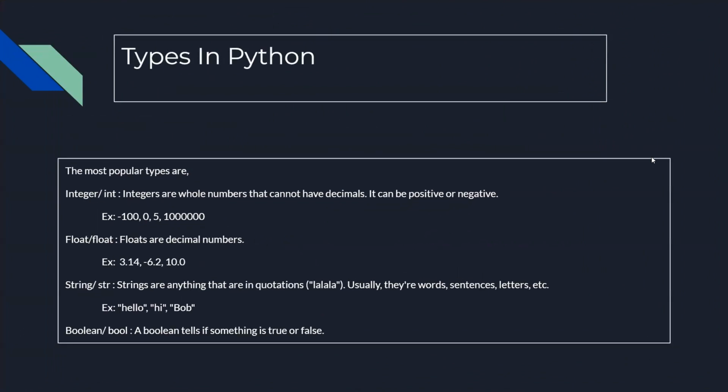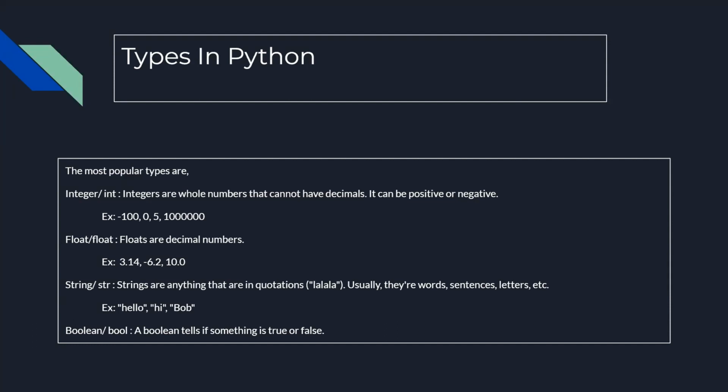Types in Python. The most popular types are integer, float, string, and boolean. Integers are whole numbers that cannot have decimals. They can be positive or negative. Examples: -100, 0, 5, 1 million. Floats are decimal numbers: 3.14, -6.2, 10.0.